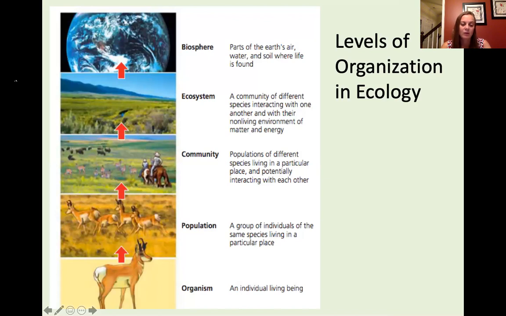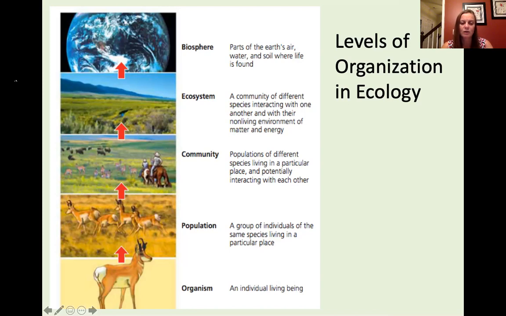And in our example here, we have the gazelle as an organism. And when we move to population, that's a group of individuals of the same species living in a particular place. So now we are talking about a herd of gazelle. When we move up one more level of organization, we move to a community. That's a population of different species living together in a particular place and potentially interacting with one another.